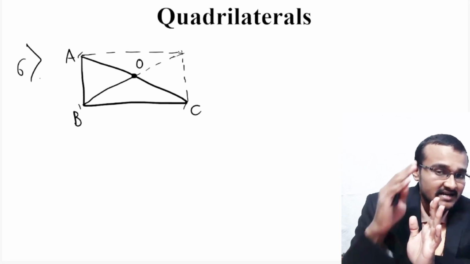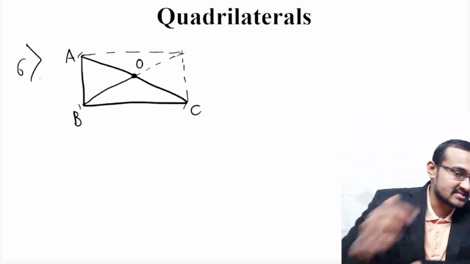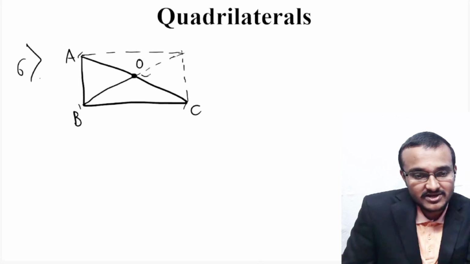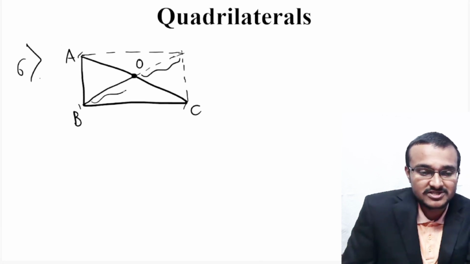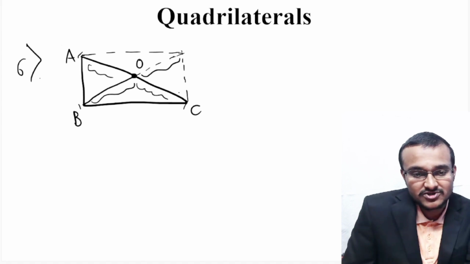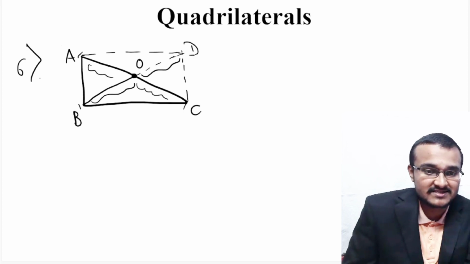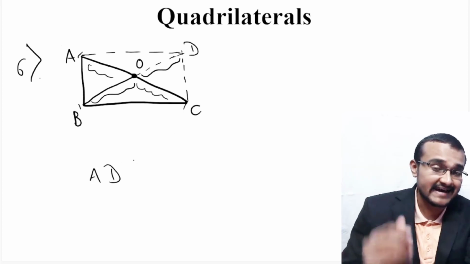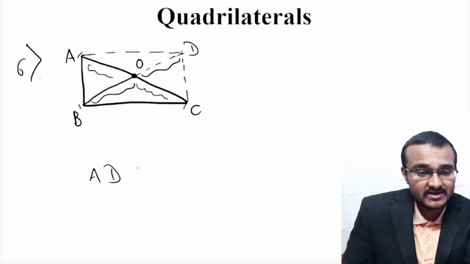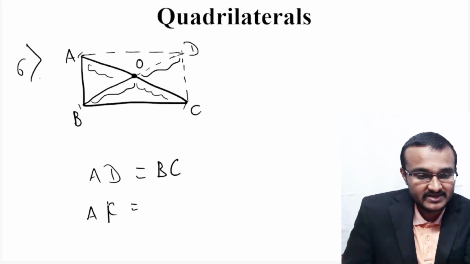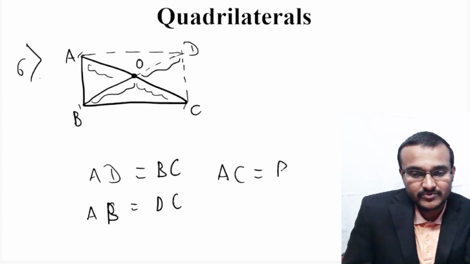So here in a rectangle, diagonals will bisect each other. So this line segment should be equal to this line segment. That means this line segment should also be equal to this line segment. And in a rectangle, diagonals are equal to each other. So let's say this is D. Here in the rectangle, AD is equal to BC, that is opposite sides. AB is equal to DC. Similarly, diagonals are equal to each other in a rectangle. So AC will be equal to BD.